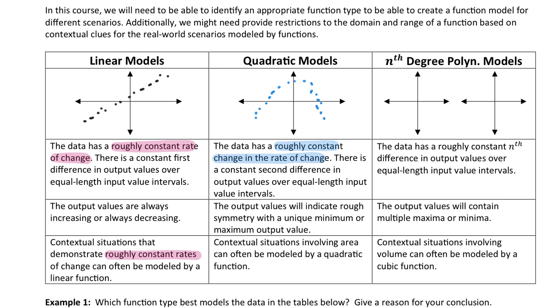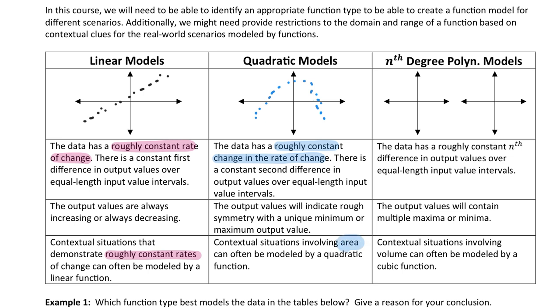The output values will indicate rough symmetry, meaning if you have a certain height on this side of the axis of symmetry, then you'll have the same height on the other side of the axis of symmetry. And it will have a unique minimum or maximum value in the data. So if you see it go up and then start to go down and never go back up again, it's probably quadratic.